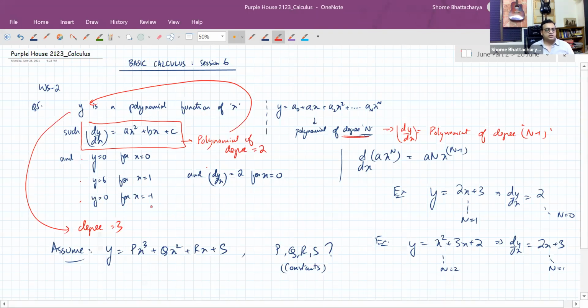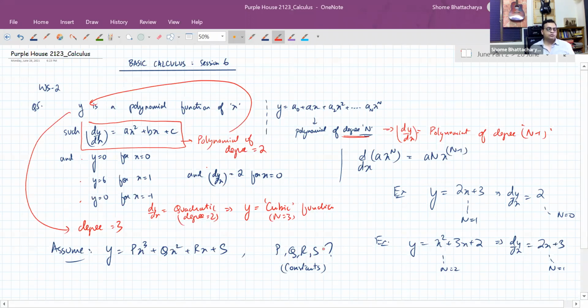So this is what we are saying, that dy by dx is quadratic. So this implies that y must be a cubic function. The cubic function means its degree is 3. Quadratic means that its degree is 2. So we can start with this assumption.